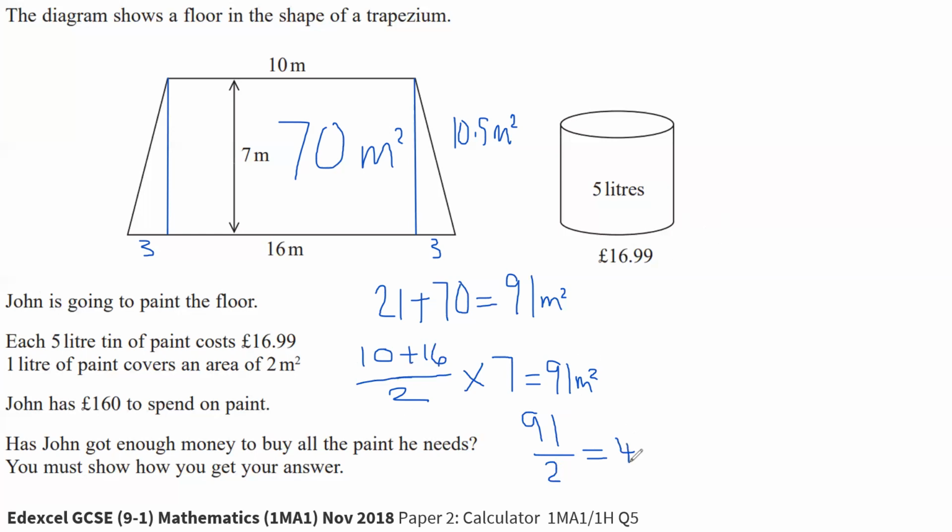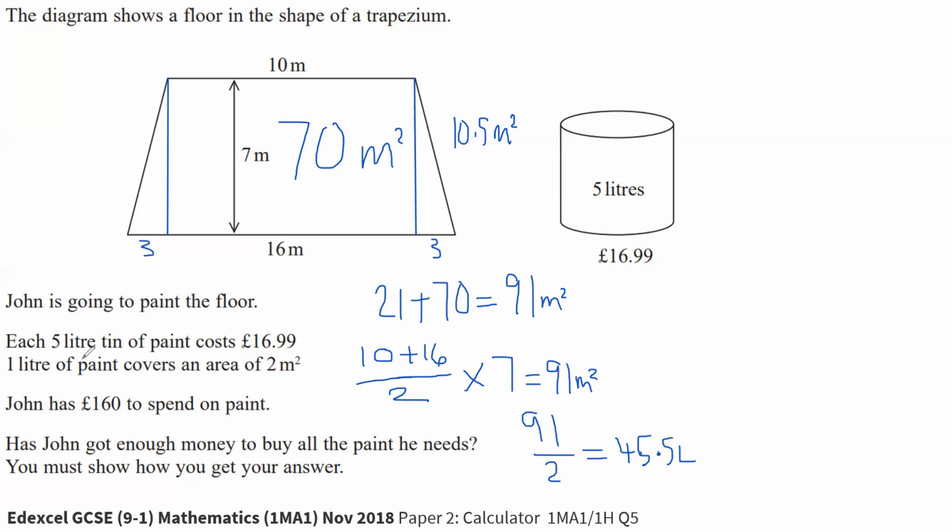And if we do this, we're going to get 45.5 litres of paint. So we've got 45.5 litres of paint. Sounds about right for a floor that sort of size. Yeah, it's going to be exactly half of the total area.